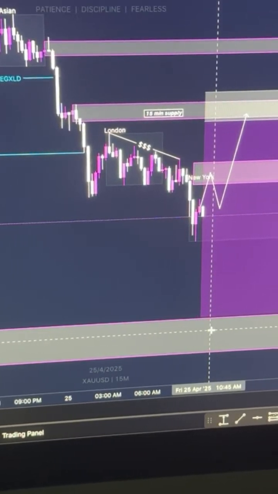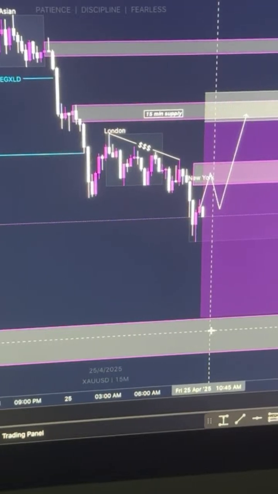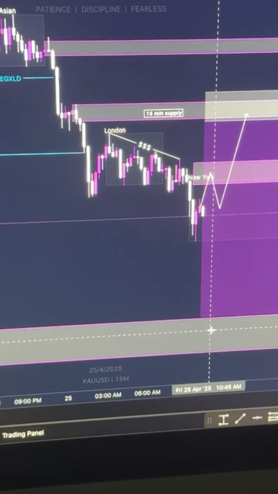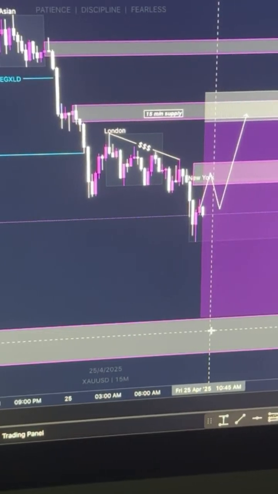So that's the goal, bro. That's the goal, to just leverage prop firms so we can really fund our live accounts, because that should be lit. That should be lit.